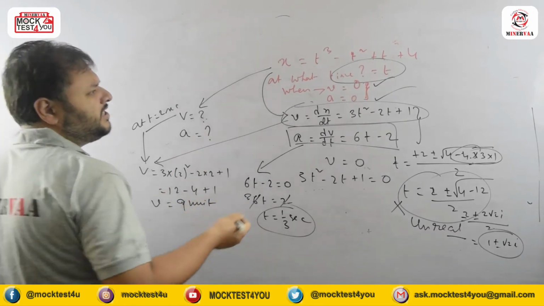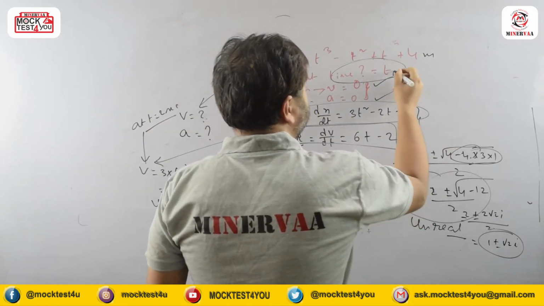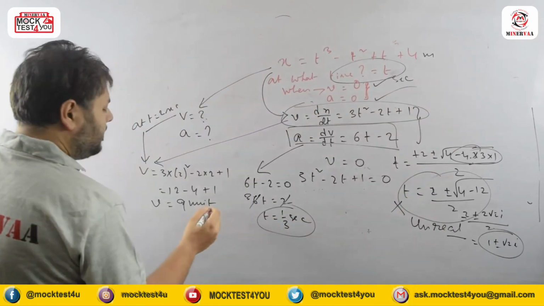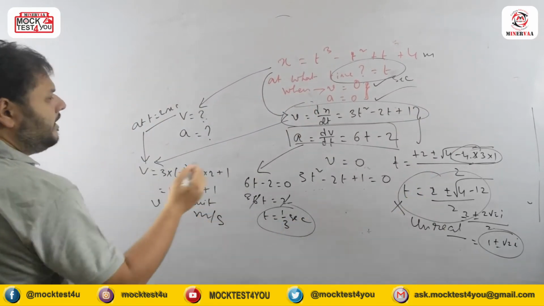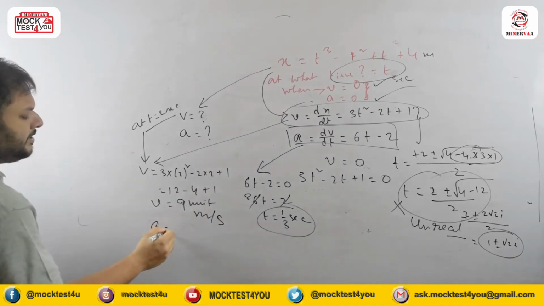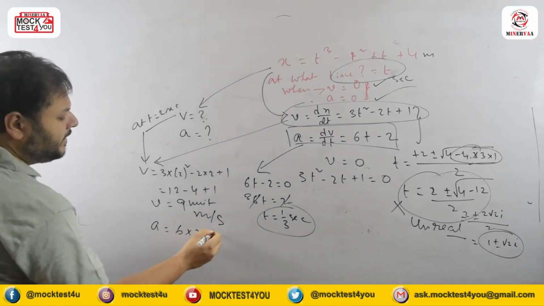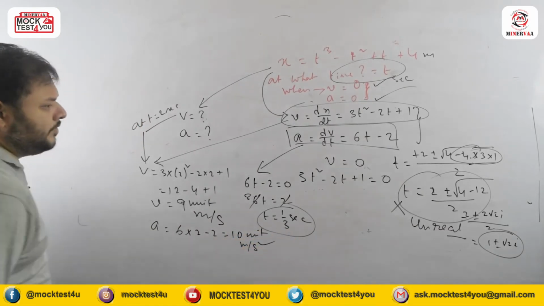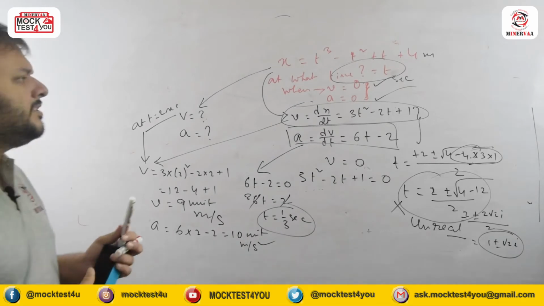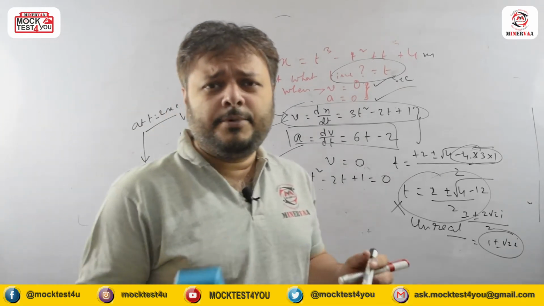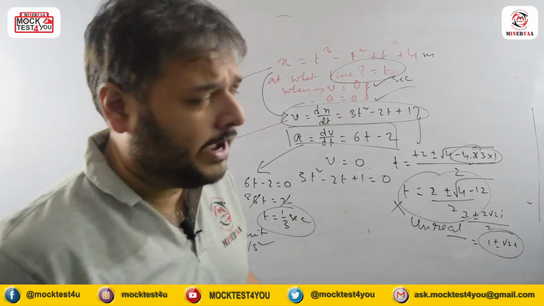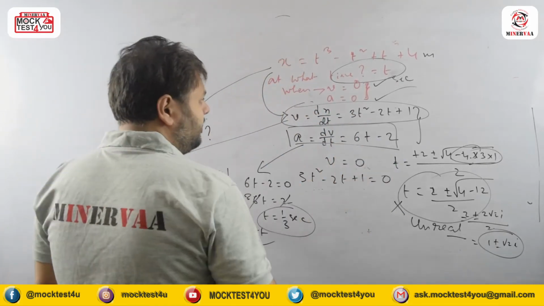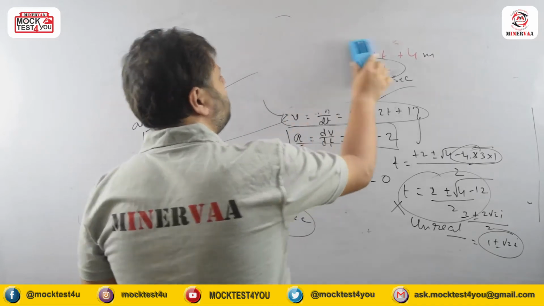In some questions it can be given as meter. Here, obviously, time is given in seconds. So you can write it as 9 units or 9 meter per second. From here the acceleration is 6t minus 2. So it is 6 into 2 minus 2, it's 10 units, or you can write 10 meter per second square. So this kind of relevant problems are very important, where we are representing this kind of fields everywhere.